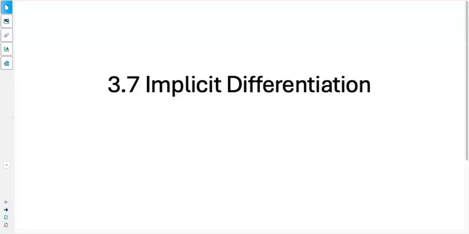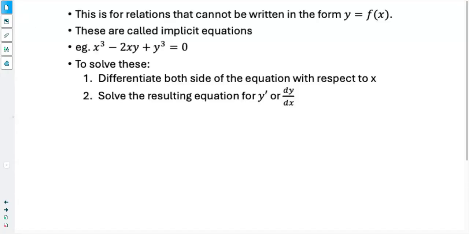Hi, today we're going to look at implicit differentiation. So this is for relations that cannot be written in the form of y equals f of x. In other words, when we can't isolate for y on its own. Now these are called implicit equations.